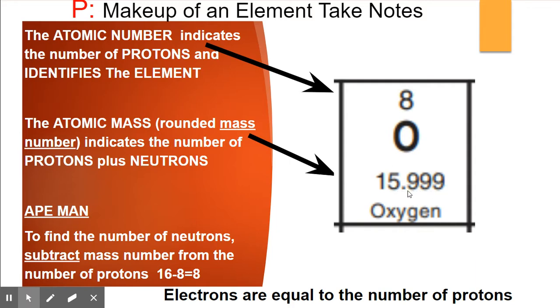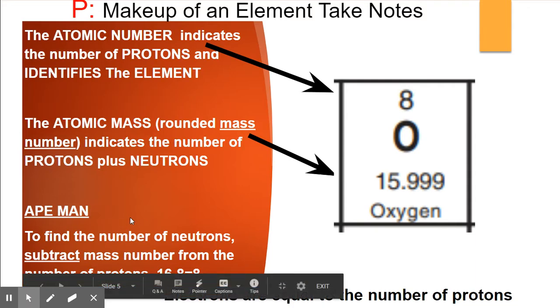15.9, rounded, indicates the number of protons and neutrons. So this is a combination of your protons and neutrons in the nucleus. Remember, your mass is found in the nucleus. We use the APE-MAN strategy to find the number of neutrons.